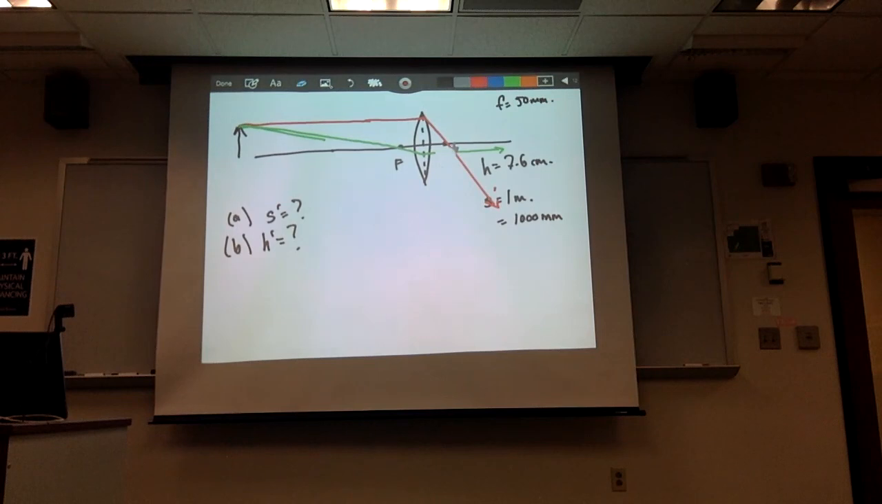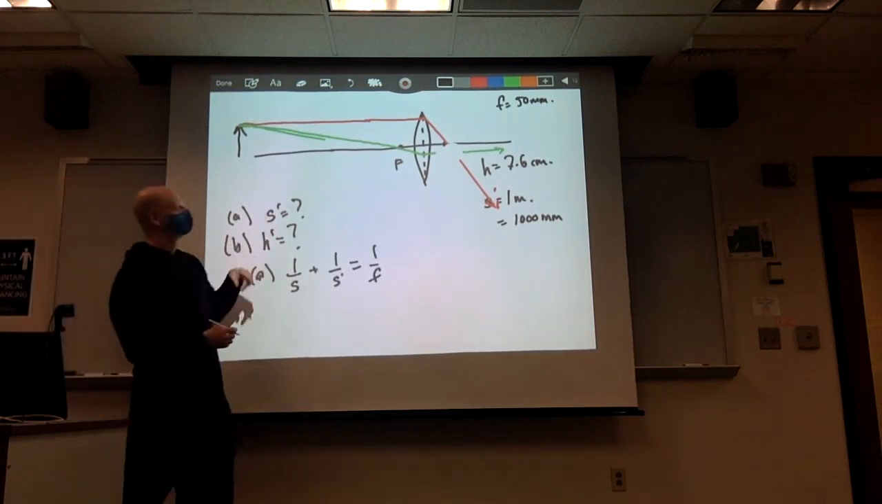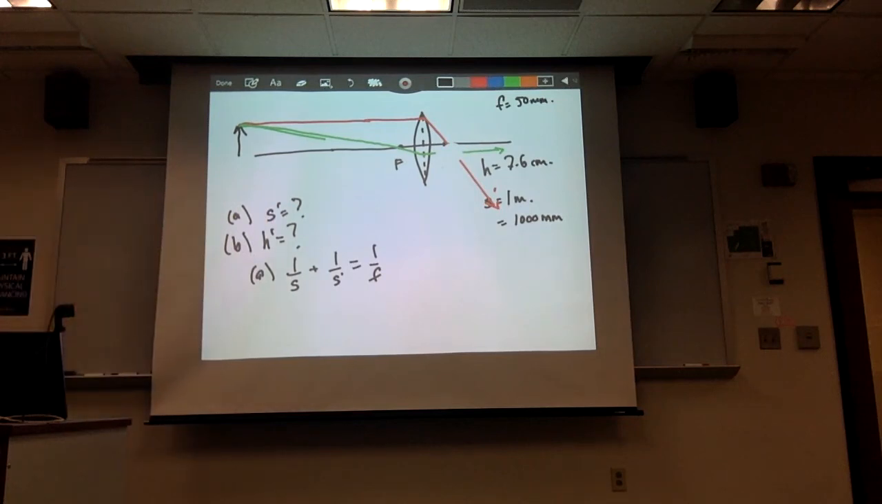So let's work on our problem. For part A, we can say that 1 over the object distance plus 1 over the image distance is equal to 1 over the focal length. In this case, our focal length is positive because our lens is a converging lens. From this, we find that our image distance is equal to the object distance times the focal length, divided by the object distance minus the focal length.